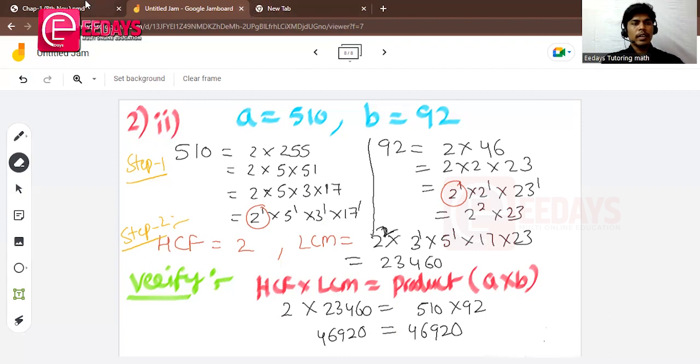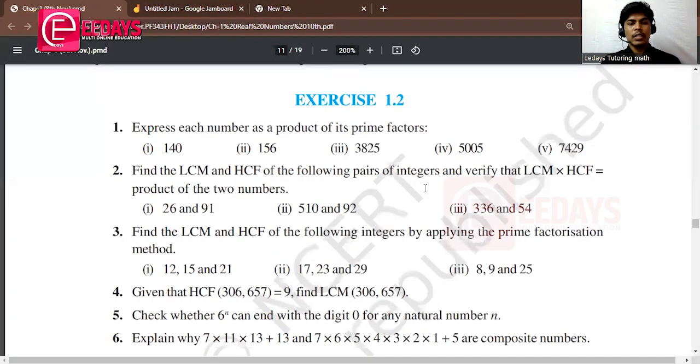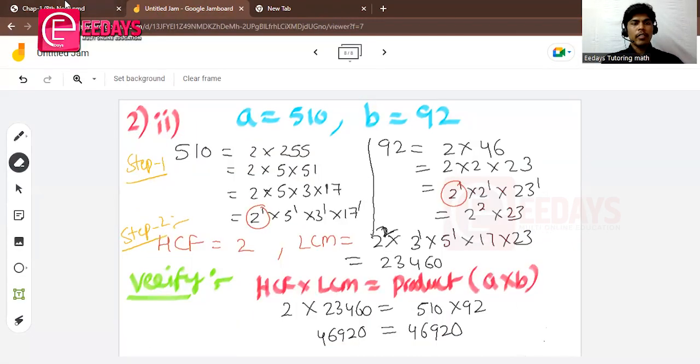So the next question is the same process. I just give the hint for 336 and 54. If you couldn't get the answer, we'll solve it later. Okay, 336 and 54.